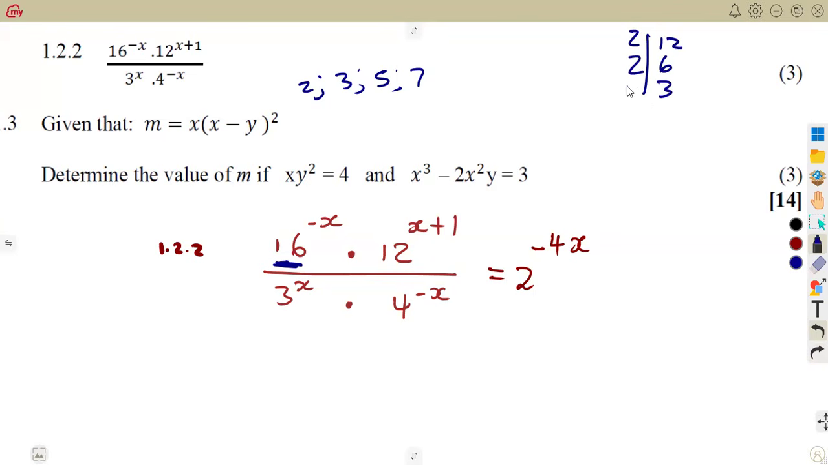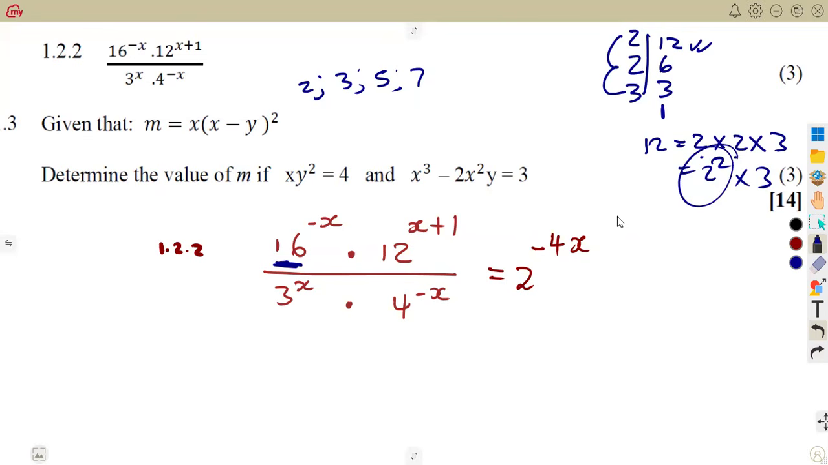Yes, that's 2 into 12, which is 6. 2 into 6, which is 3. 3 into 3, which is 1. So 12 can be written as 2 times 2 times 3. 2 times 2 is what? That's 2 squared times 3, and 2 squared is the same as 4.